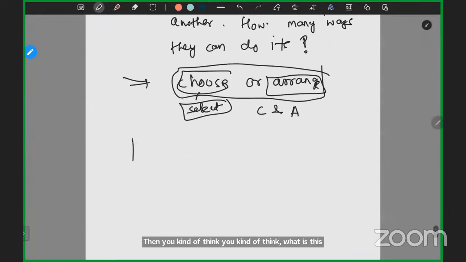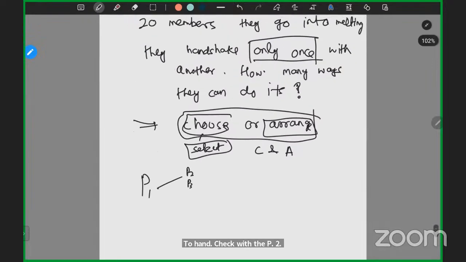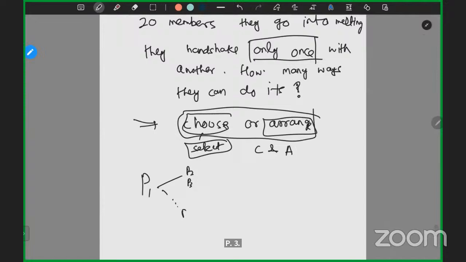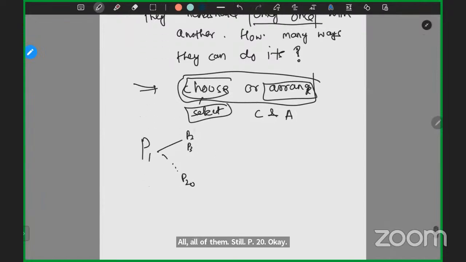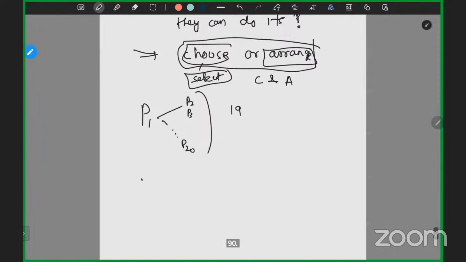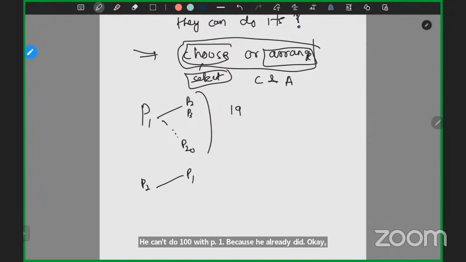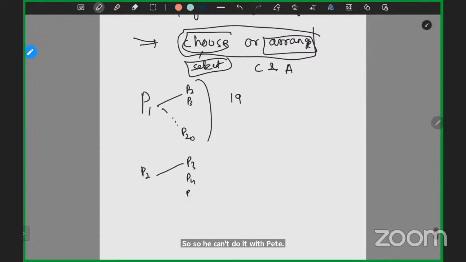So let's see. P1 will go and do a handshake with P2, P3, and so on, till P20. How many handshakes are there? 19. Then P2 comes into the picture. He can't do a handshake with P1 because he already did, so it will start from P3, then P4, till P20. That would be 18.